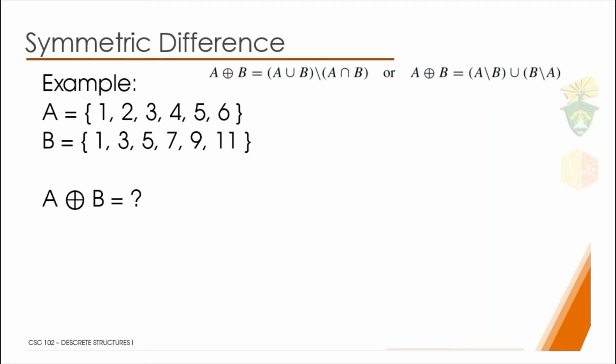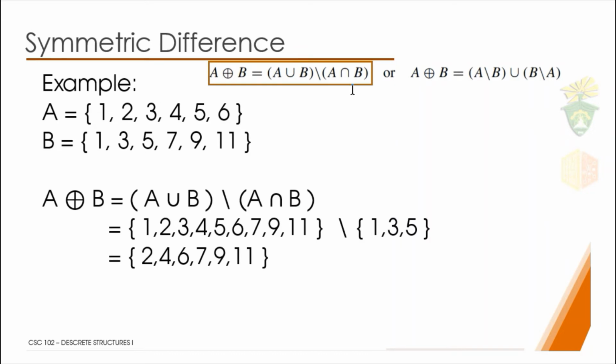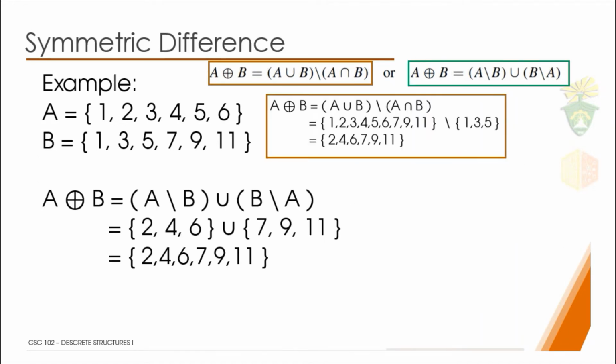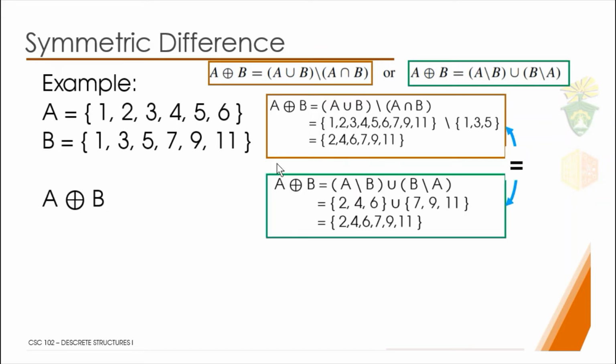Now let's try this first form. Using this first form, we have this as our resulting set. Now if we try the second one, this is the resulting set of this one. Now if we try this one, we have this. So as you can see, the results are the same.